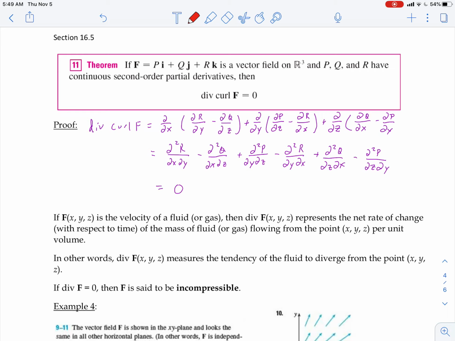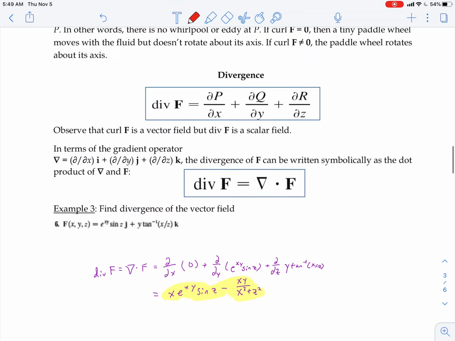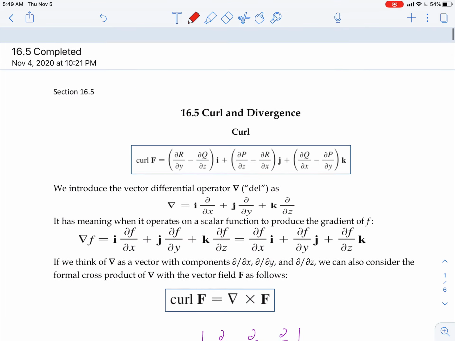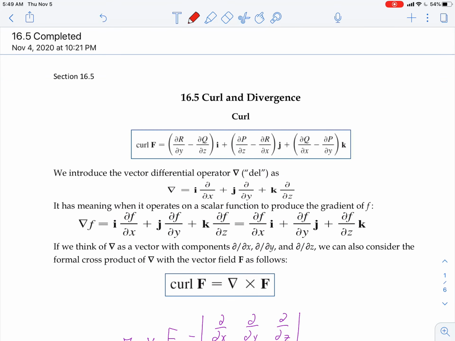Here's the proof, where we are just taking the divergence of our curl of F. Again, this curl of F equation comes from the beginning at the top. Instead of having to write that all out, it's already there, and we're just taking the divergence of that. That's all this proof is.